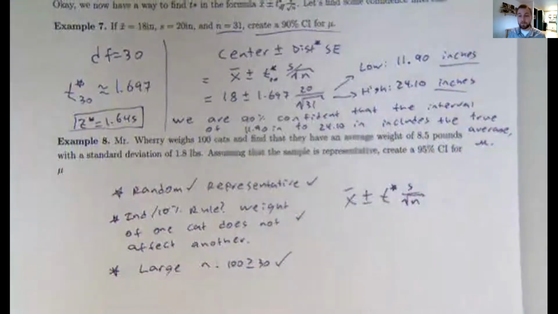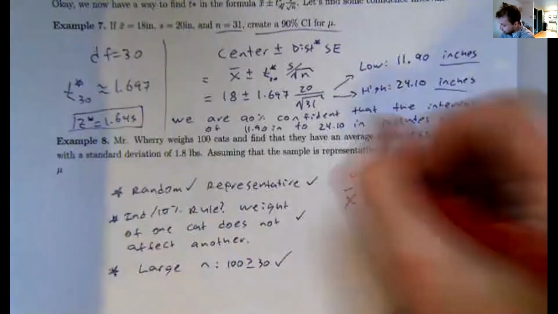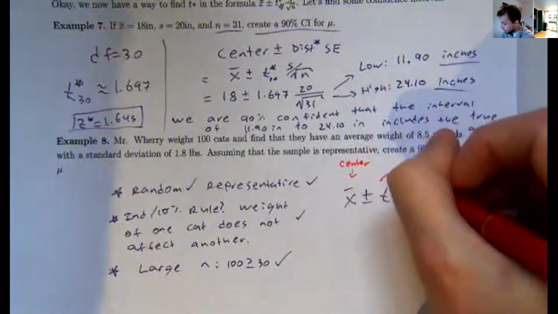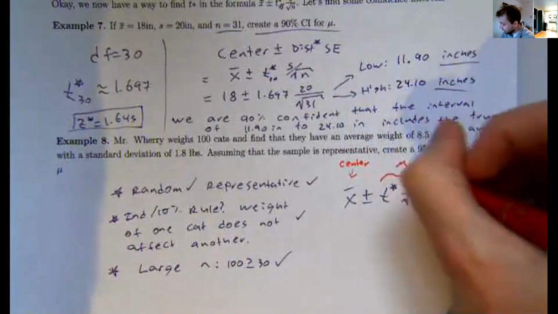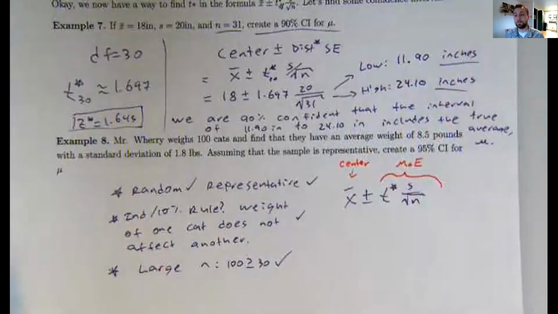Just as before, all of my vocab stays the same, so if this asked me about the center, I would still call this thing the center. If a problem said, what is the margin of error? The margin of error is forever and always the thing after the plus or minus, so my margin of error is this piece.